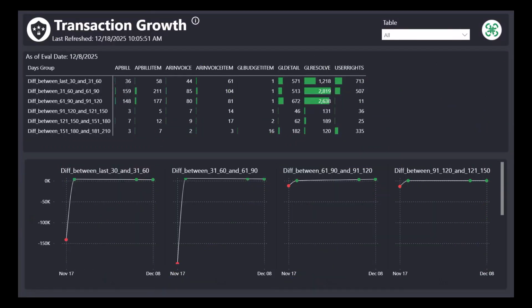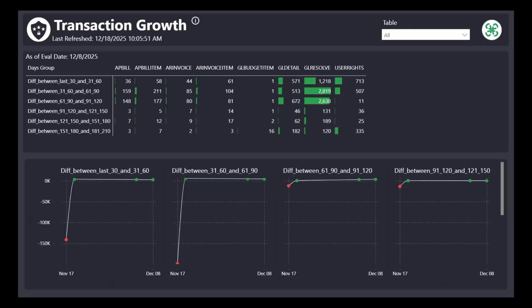Roghnu's data anomaly analytics helps companies proactively monitor their Sage Intacct environment for best practices in risk management. In this transaction growth report, it lists tables and record count differences between 30-day increments.